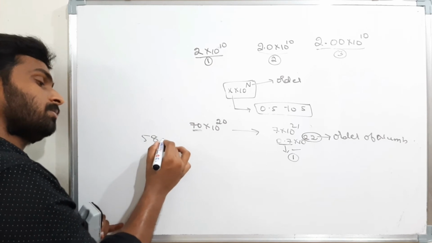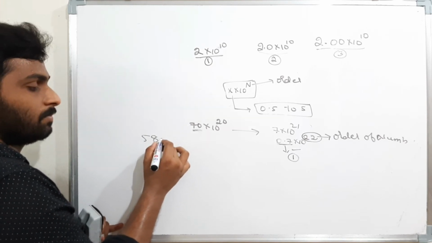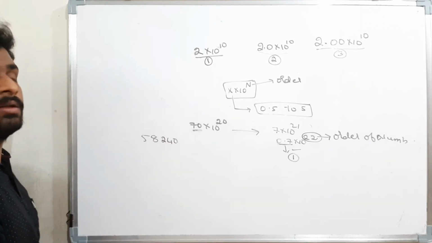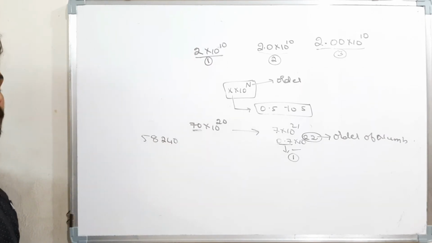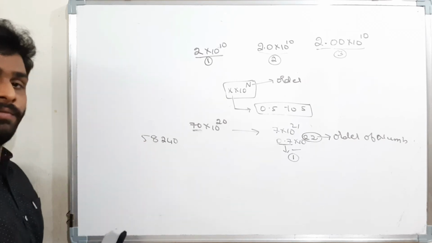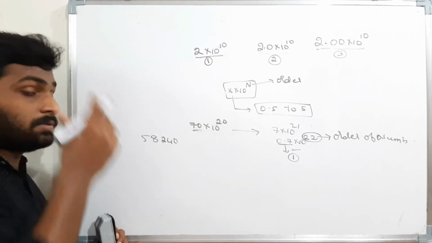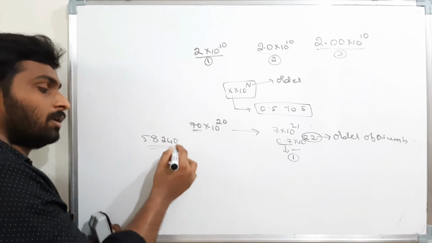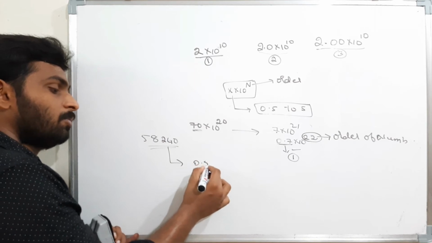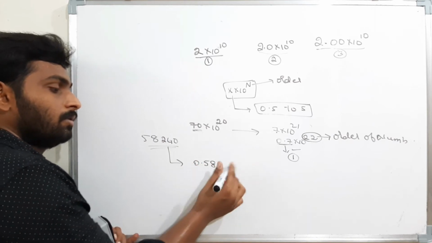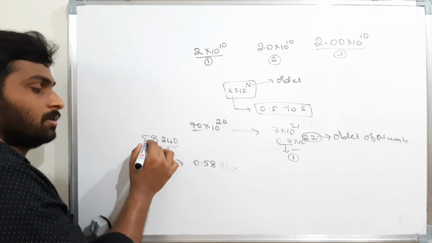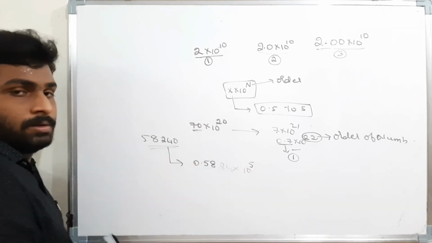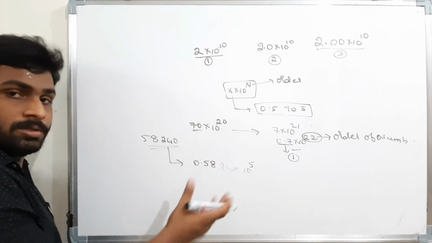5, 8, 2, 4, 0. These are the given values. Now they told to find the number of significant figures. Then what is the number of significant figures? 1, 2, 3, 4. 4 are significant figures. But I can convert into another form. What is that? 0.5824 into how many digits? Into 1, 2, 3, 4, 5. Therefore 10 power 5. This value and this value both are same.